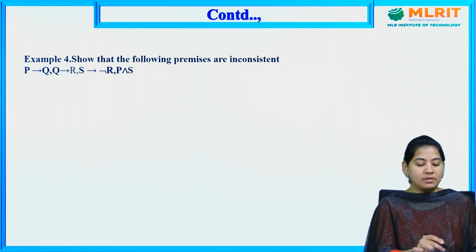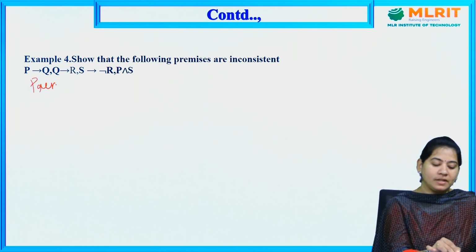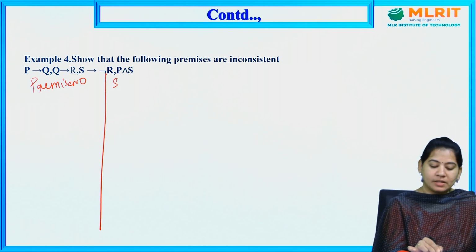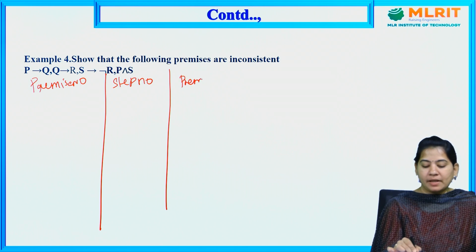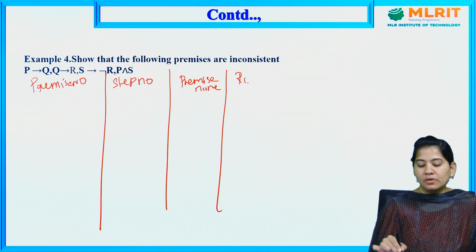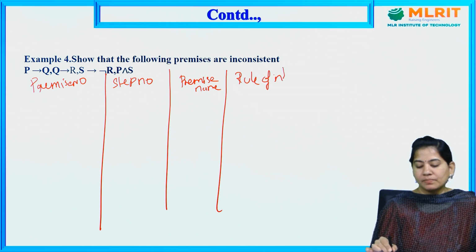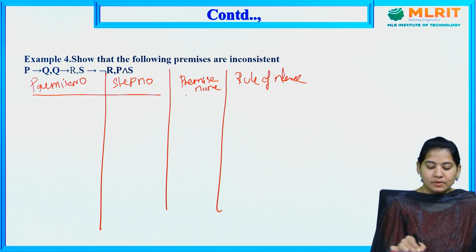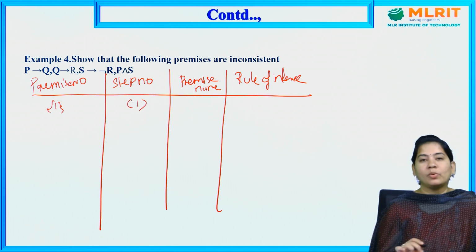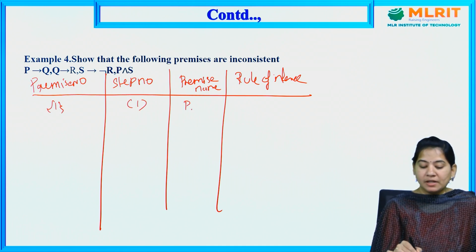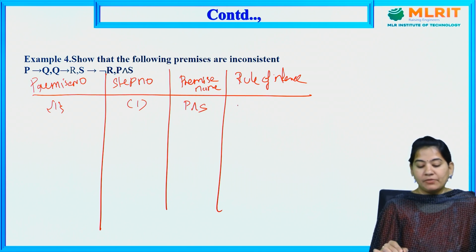So just by using the same rules of inference here, premise number, step number, and here premise name, and here a rule of inference. So here what we are doing is premises number is 1, step number is 1, and premises name is here P and S, and here I have taken rule P.